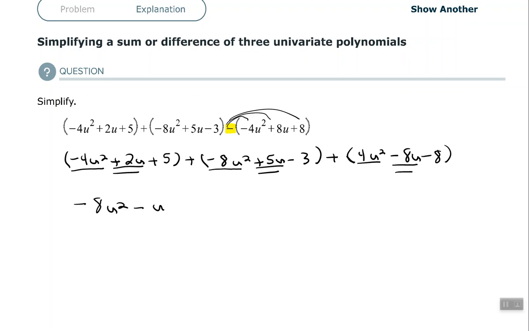And then my integers, I have positive 5 minus 3 minus 8. So 5 minus 3 is 2. 2 minus 8 is negative 6.